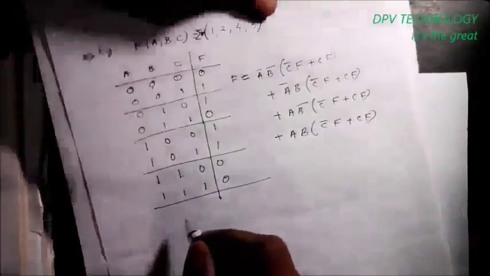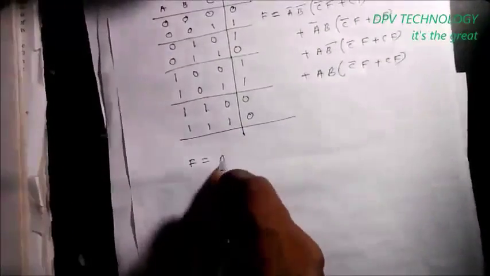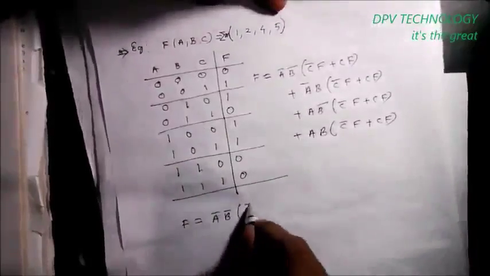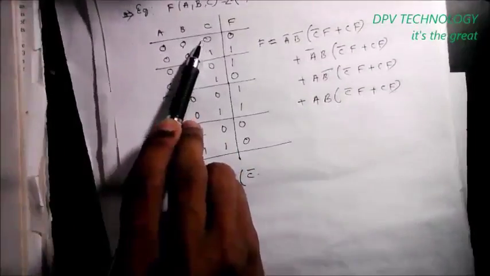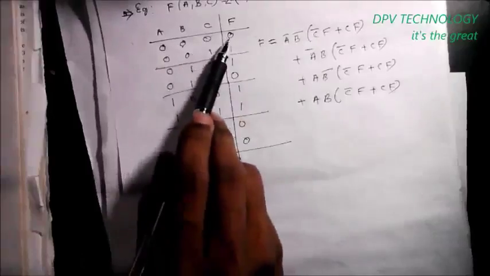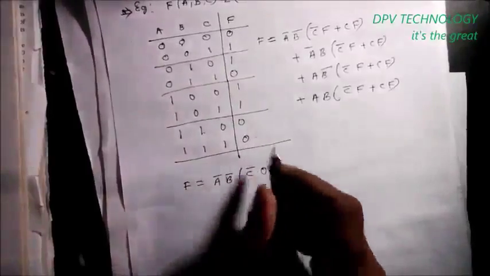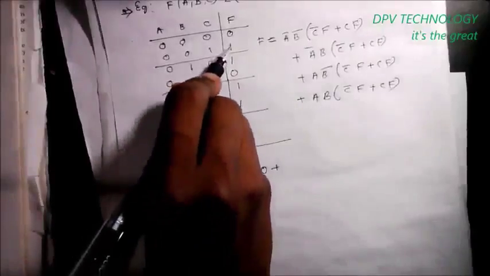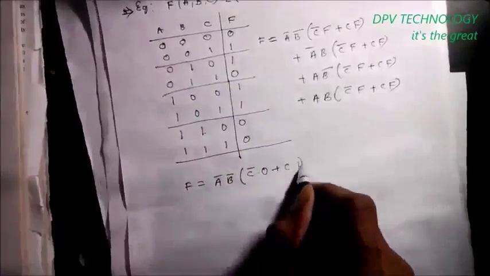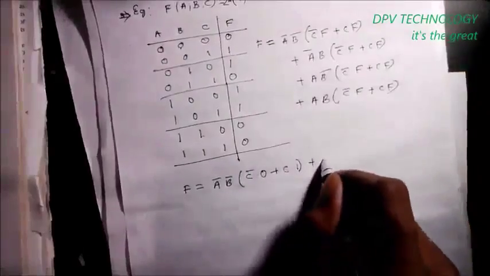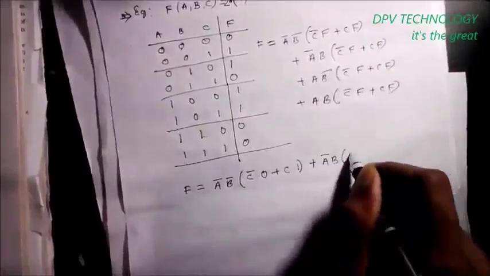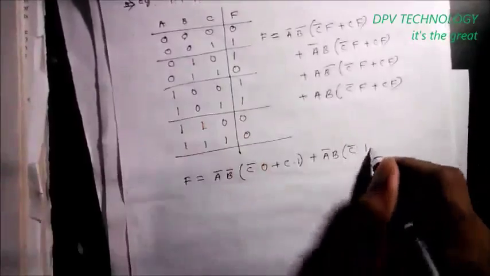Now write F as A bar B bar. Here you can see that first you write C bar. When we get C bar, then F is 0, so put 0 here. Then this is C, and here we have 1, so put C and 1. Here we are putting the value of F. Or A bar B, C bar: F is 1, so put 1.